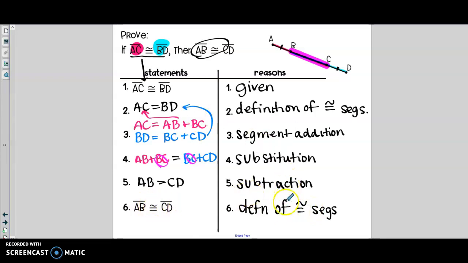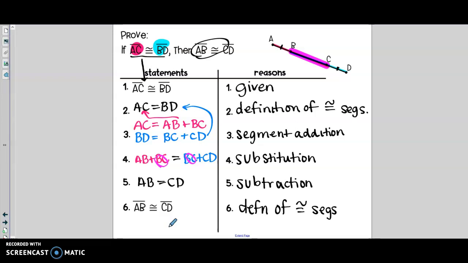What I was asked to prove just requires that I convert back to segment congruence instead of equality. So again, I'm going to use the definition of congruent segments to take it from an equal sign to a congruent symbol. And of course, you always have to have the segment symbol on top when you use a congruent symbol. This is a very common style of proof where we're subtracting out an overlap. We might also do the converse, where we're adding in an overlap to create congruence. But this is a very common style of proof.